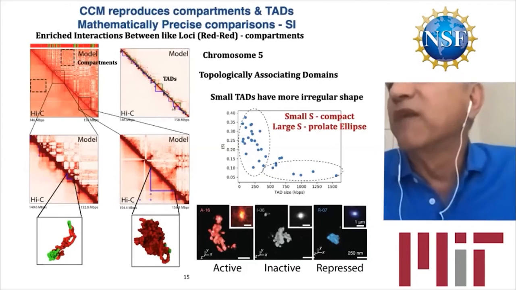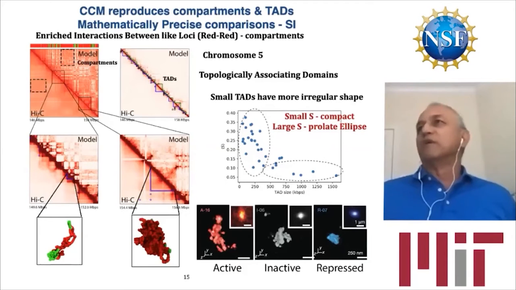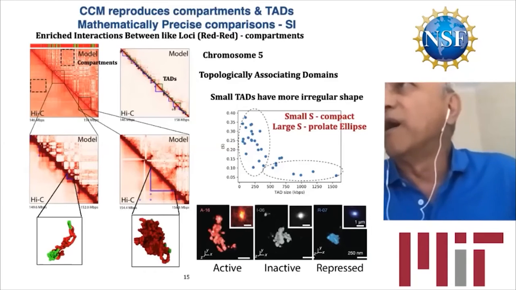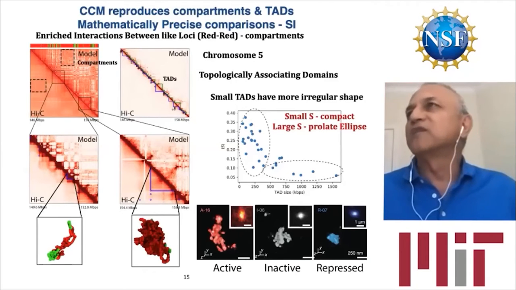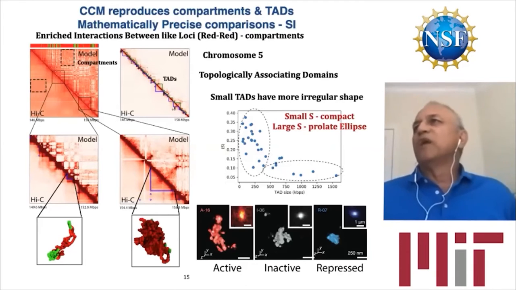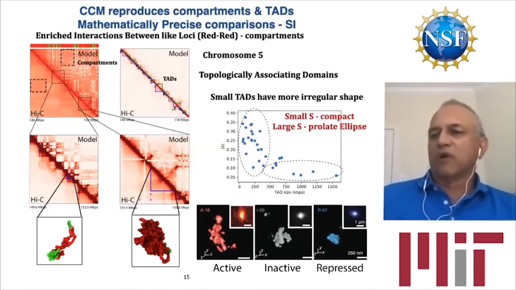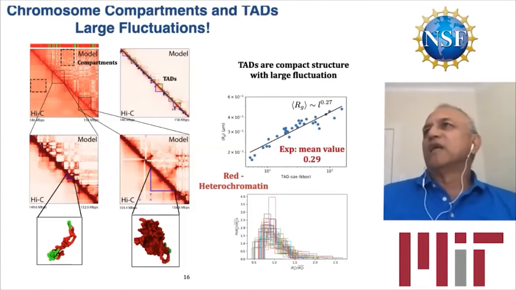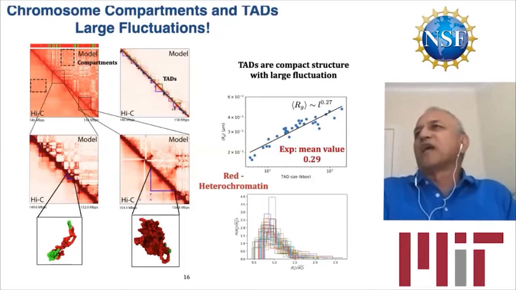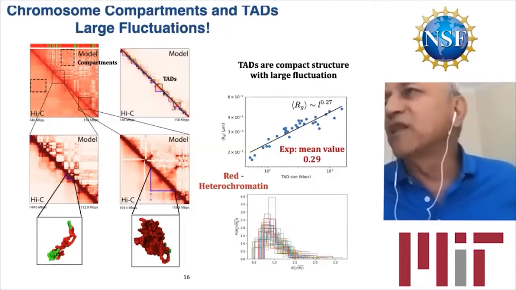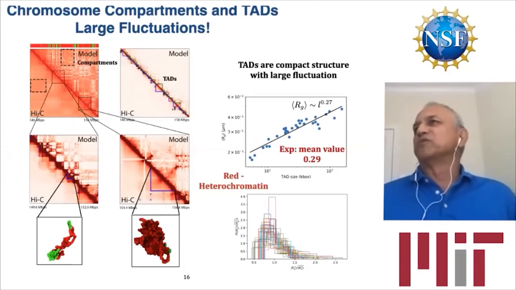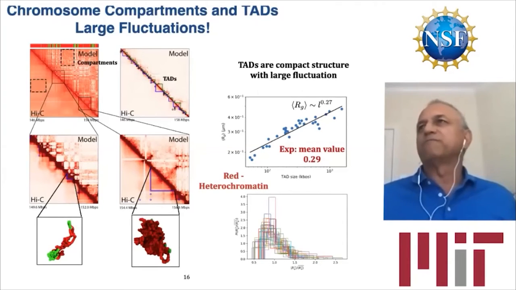The shape fluctuations are given in terms of this asphericity parameter, which we find are very small for small TADs. They are highly irregular, but the large TADs, the TADs themselves vary in shape, vary in size, are a lot more compact. The graph on top shows you that the radius of gyration, which is the size of the TADs, scales algebraically with the length, the number of loci in a given TAD, to the power of about 0.27, which is in pretty good agreement with experiments.